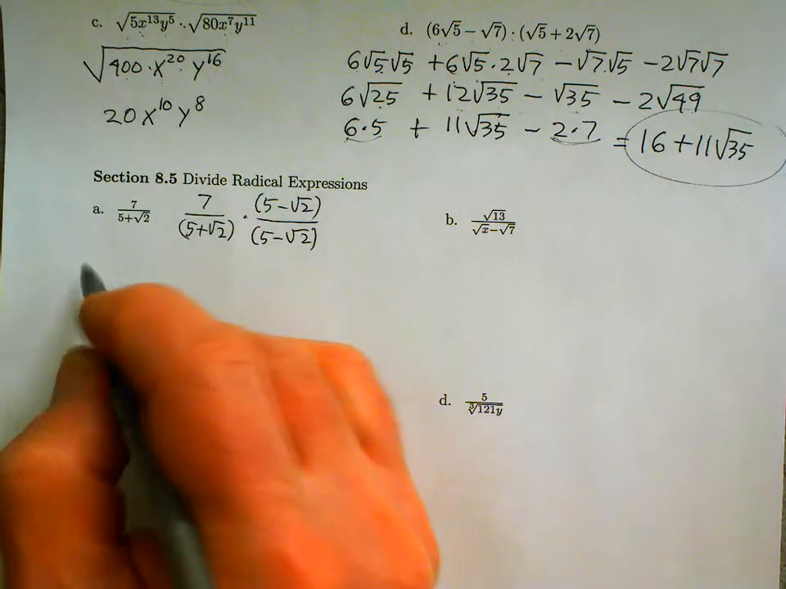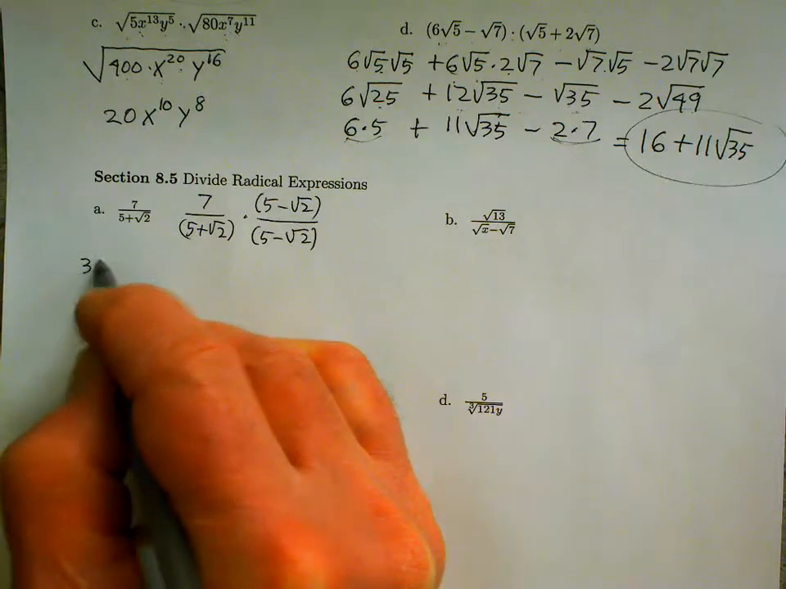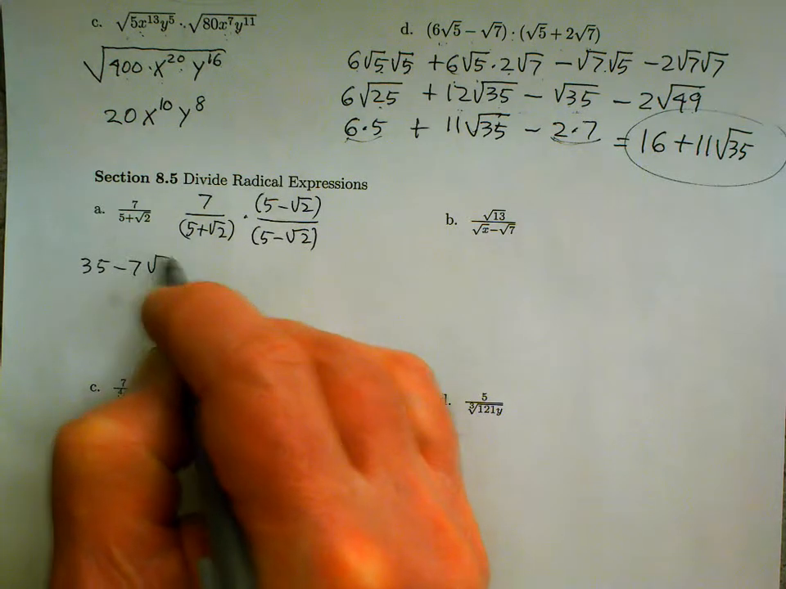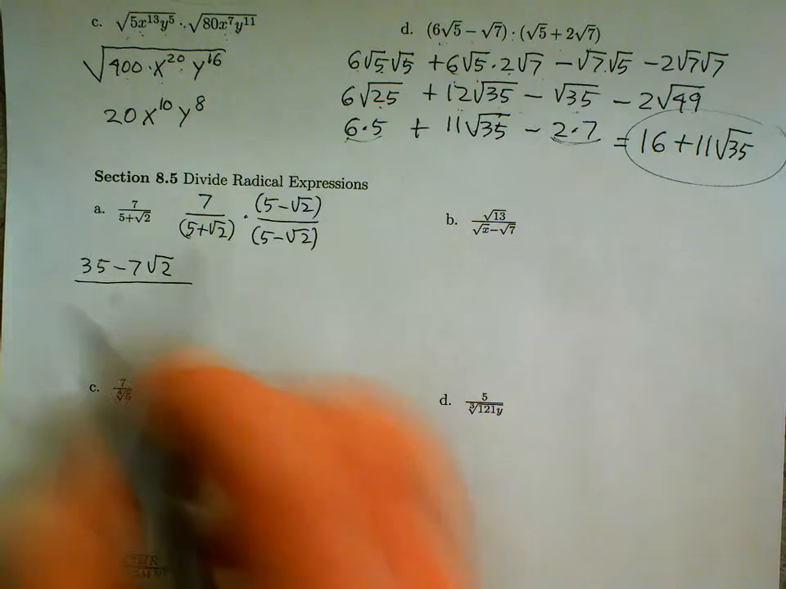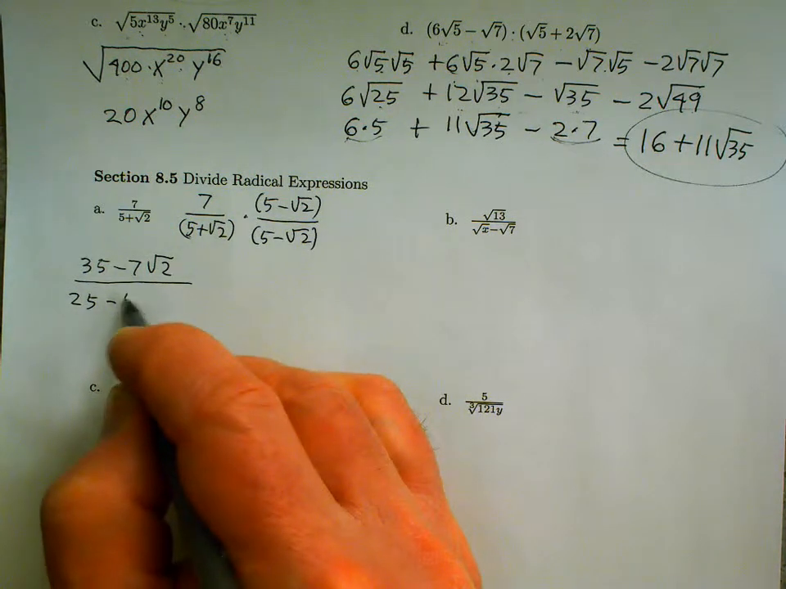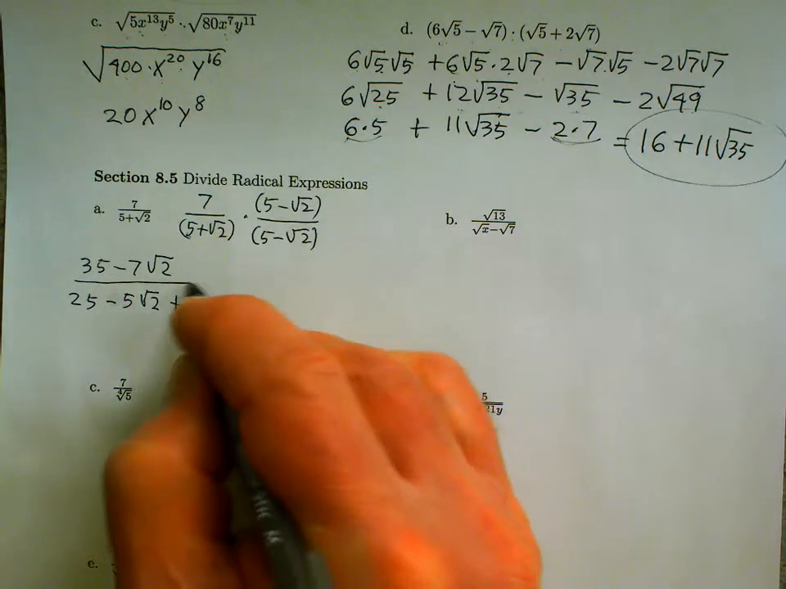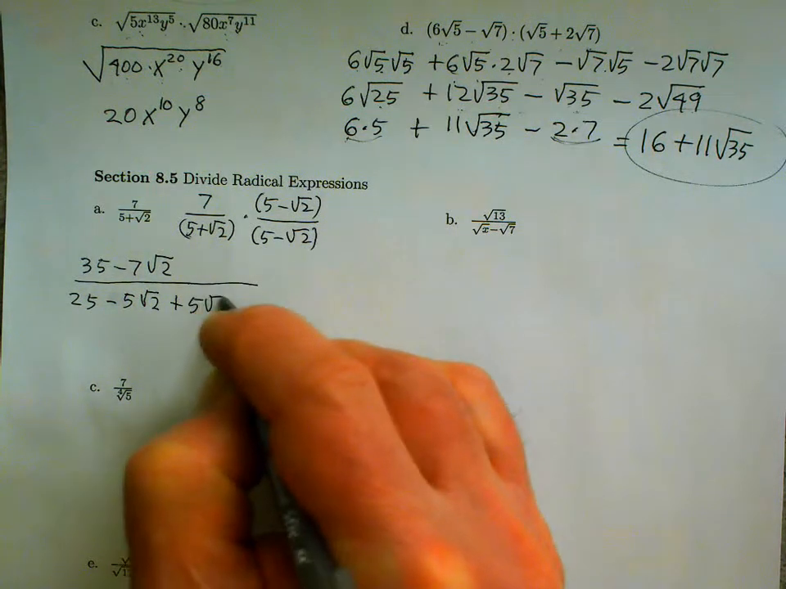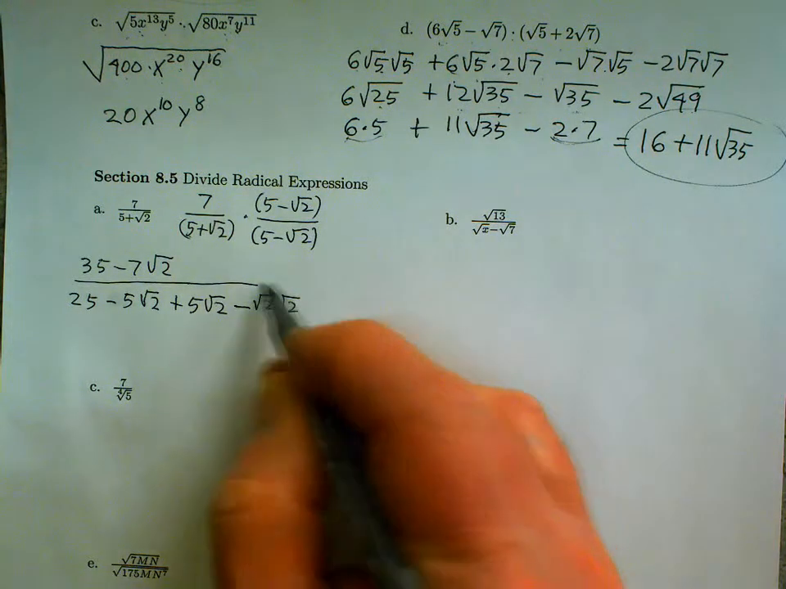So in the numerator, 7 times 5 minus the square root of 2 is 35 minus 7 times the square root of 2. And in the denominator, 5 times 5 is 25, and then minus 5 times the square root of 2, and then plus 5 times the square root of 2, and then minus the square root of 2 times the square root of 2.